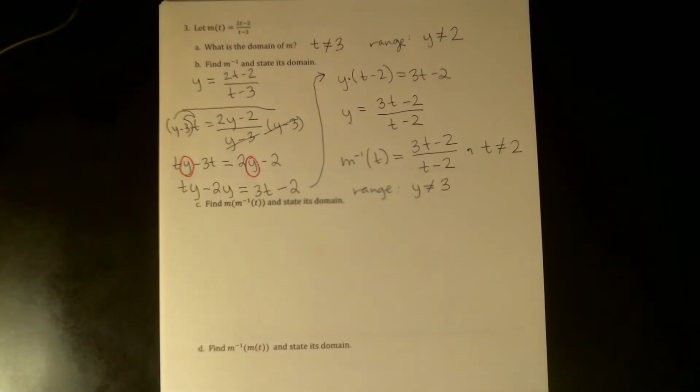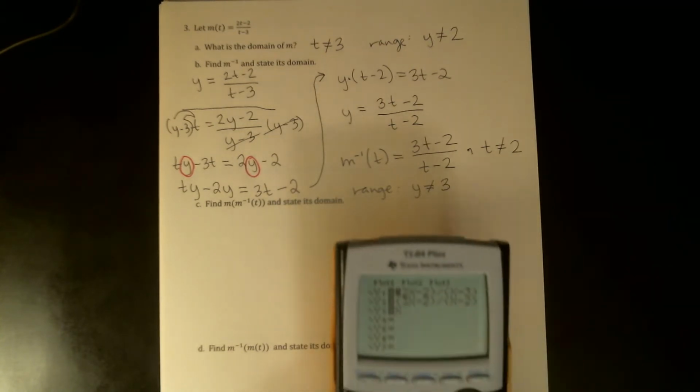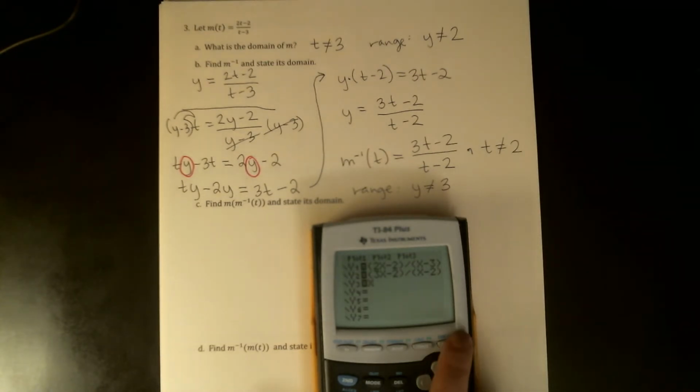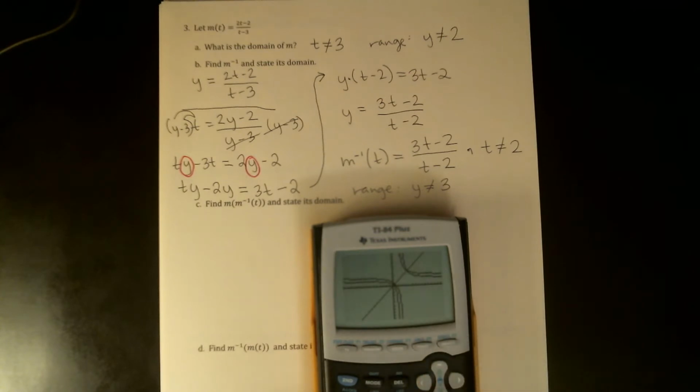Another thing that's really good to do here, and I've already plugged them in, is to look at the graph of your function and its inverse. So you would want to hit your y equals and go ahead and type these two in. You can see I need parentheses around the top and the bottom. And then for good measure, I put y equals x in here as my third equation, and I will tell you why in just a second.